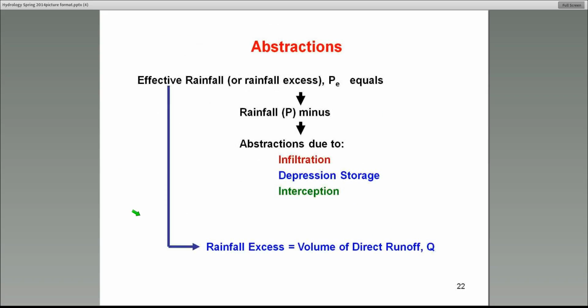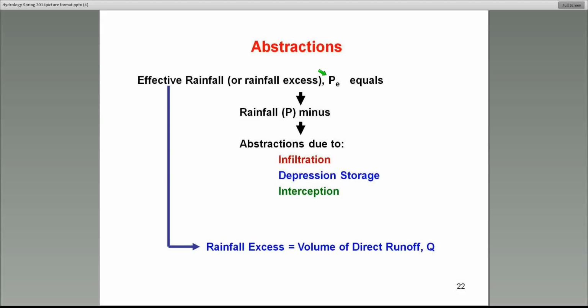The next thing, as I said, when it comes to an actual design of any sewer system or stormwater management system, we need runoff. Runoff is rainfall excess. So essentially, we have to find a way to convert the rainfall to runoff. There are several ways to do this. By the way, that's called effective rainfall or rainfall excess.